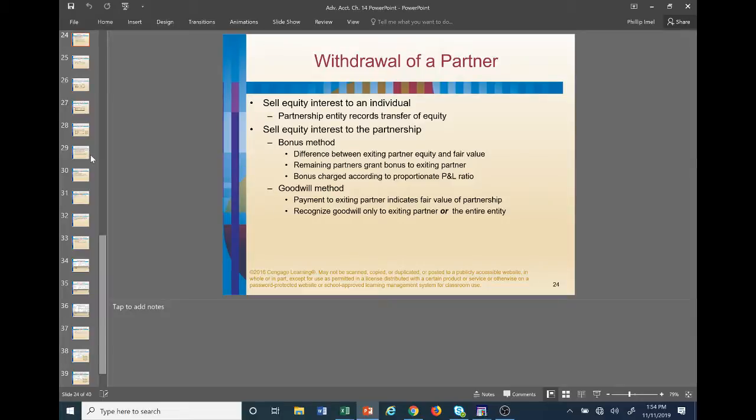So obviously, withdrawal of a partner: we sell equity interest to an individual. Partnership entity records transfer of equity. Sell equity interest to the partnership. We have the bonus method, in which the difference between existing partner equity and fair value. Remaining partners grant bonus to existing partner. Bonus charged according to the proportionate P&L ratio. Then we have the goodwill method for selling equity interest to the partnership. Payment to existing partner indicates the fair value of the partnership. And recognize goodwill only to existing partner or the entire entity.